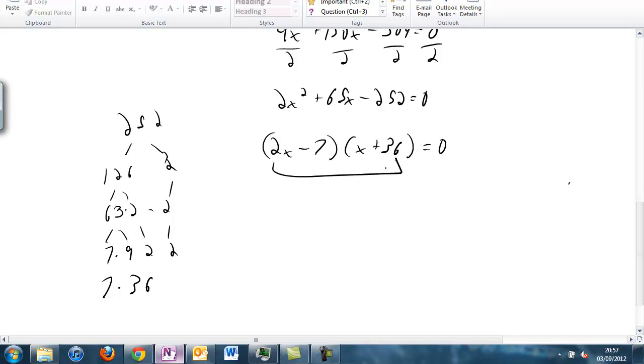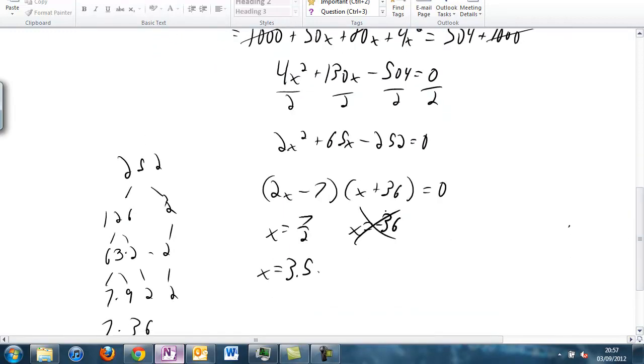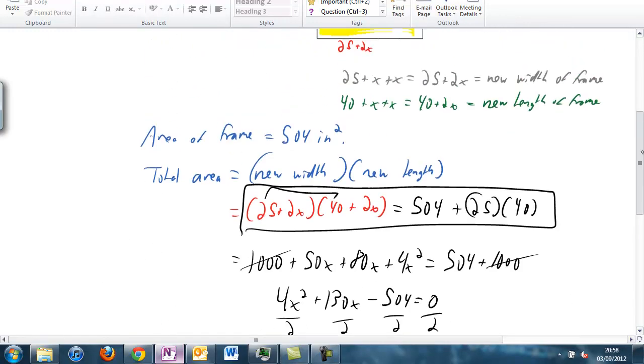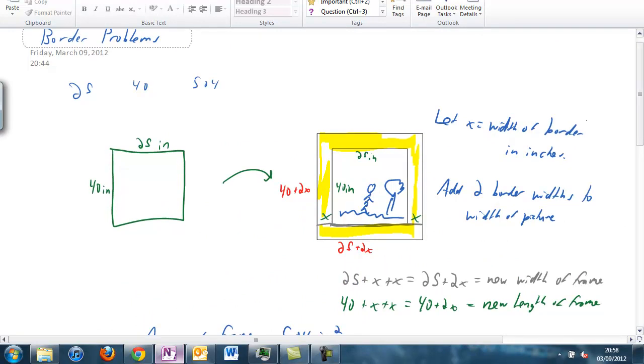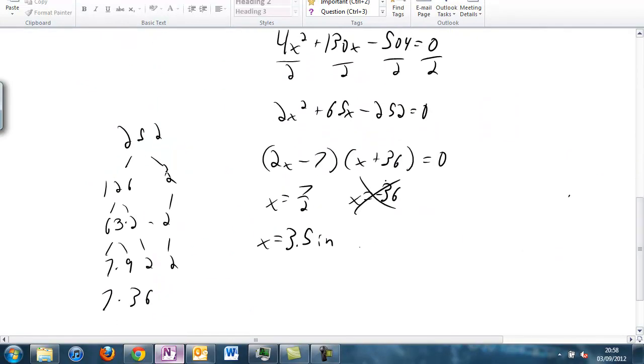Foil it back out and I get 72 minus 7 or 65. Well, this would be x is equal to negative 36, and that can't be true. But this is x is equal to 7 halves, which is x equals 3.5. That has to be true. That's 3.5 inches, and that helps me figure out that the width of the border is 3.5 inches.